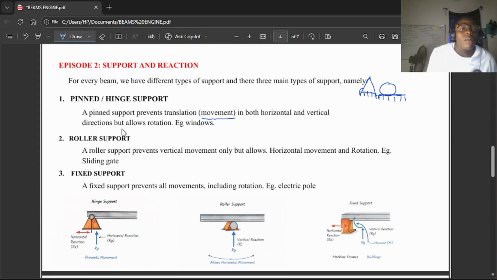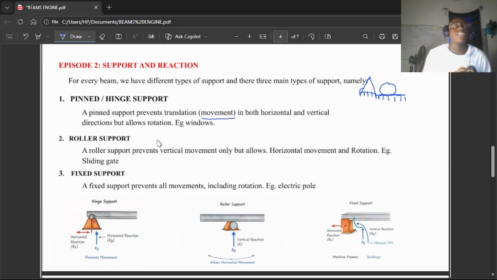Directions, horizontal and vertical direction, but allows rotation. So what you need to note when you're considering your hinge support is that rotation is necessary, not the movement in the horizontal or vertical direction. Am I communicating? Now, what's a good example of our hinge support or the pin support?